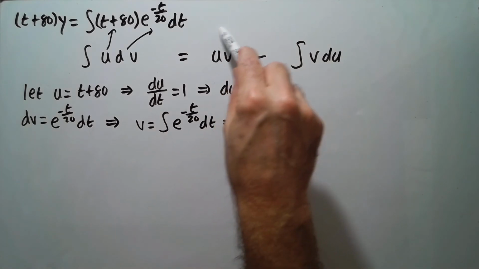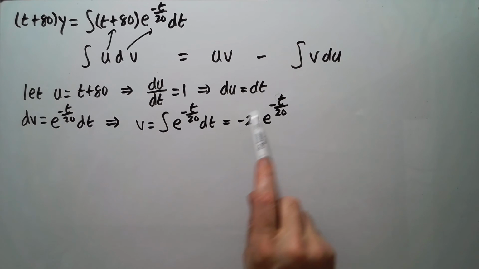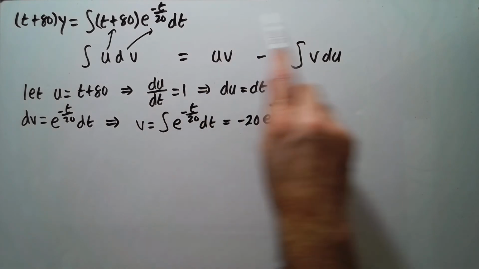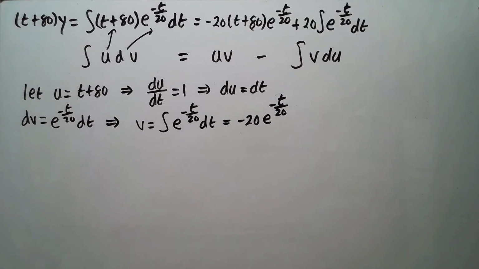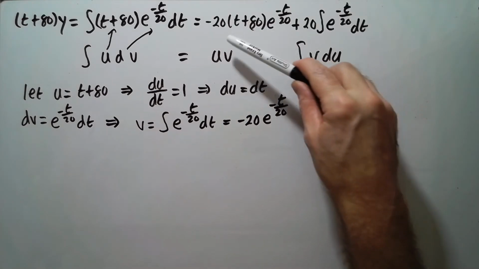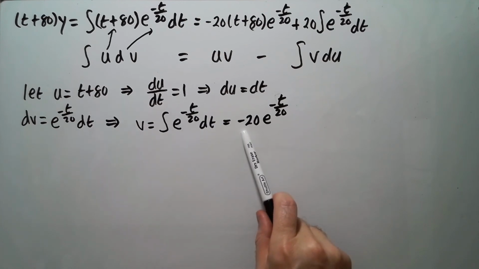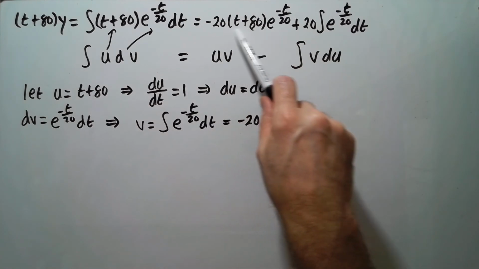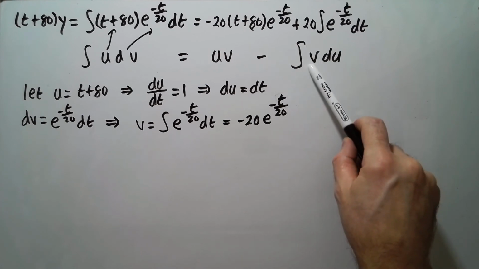So let's make the substitutions up here then. So I have my u, I have my v, and I have my du. Doing that, we get u times v. So I'm putting the minus 20 in front here. Then it'll be minus the integral of v.